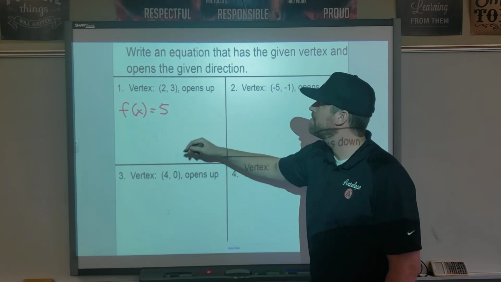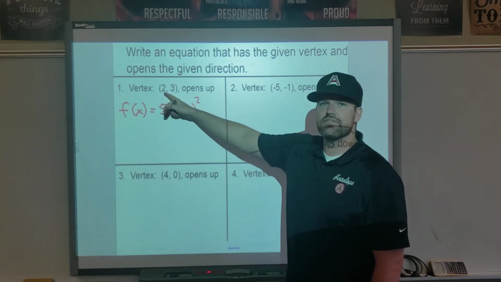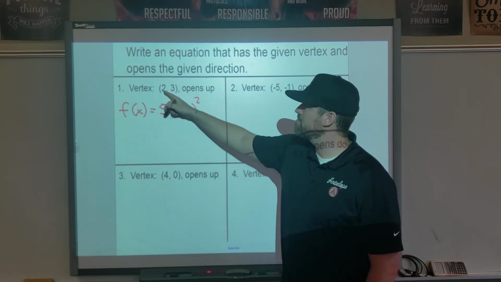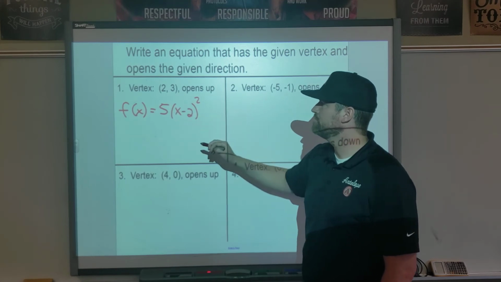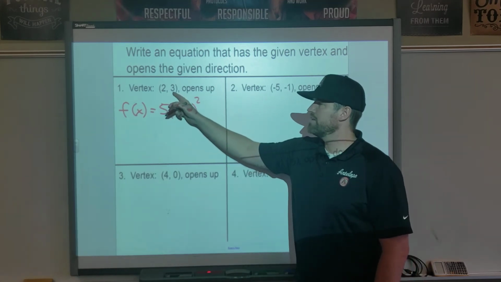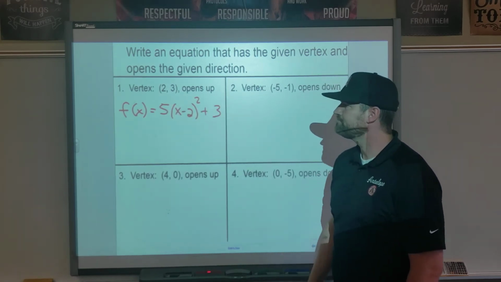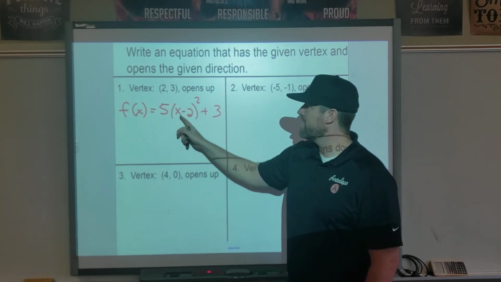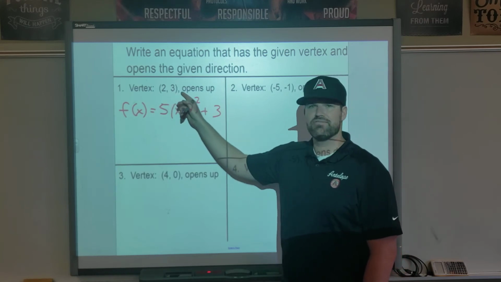That will open up. But to have a vertex with an x-coordinate of 2, what needs to go in here? Well, if we want this to be positive 2, this needs to be x minus 2. And then if our y-coordinate is a positive 3, we just put plus 3. So again, we can put any positive number here, but we would need to have x minus 2 squared and plus 3 to get this vertex.